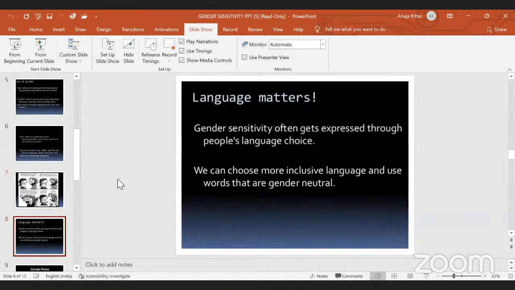Language matters. Gender sensitivity often gets expressed through people's language choice. We can choose more inclusive language and use words that are gender neutral. Thank you, ma'am. From this, Shardul Behre will take over.